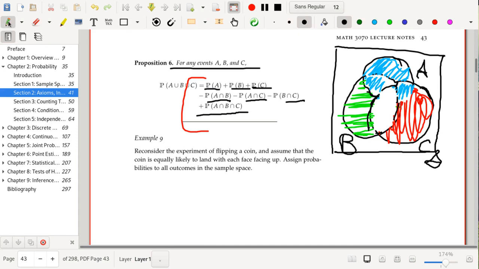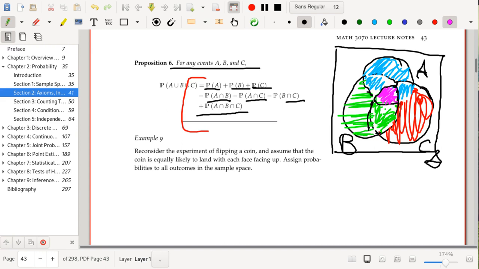But in that little sliver that is in the intersection of all three, we have now cut out too much. And that area is not being accounted for at all. There's nothing left in there. So we need to add that area back in order to have an accurate computation of the area. And there we go. After we add it back in, we now have the area.